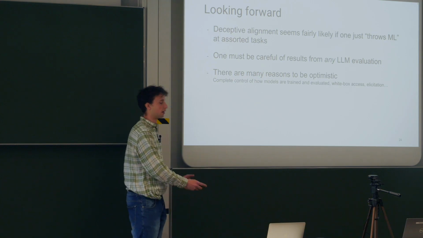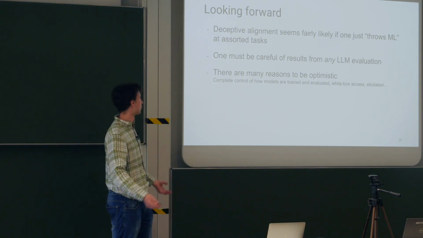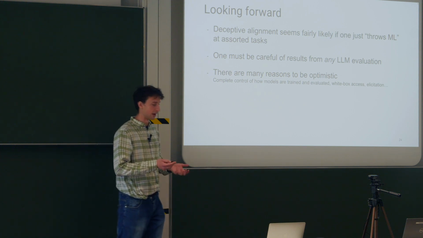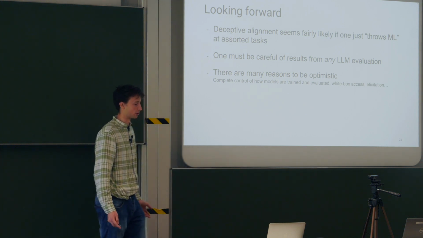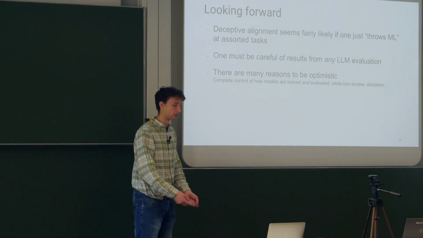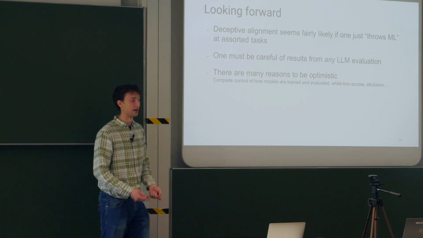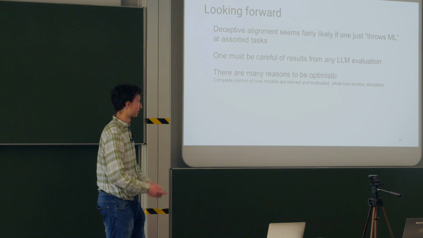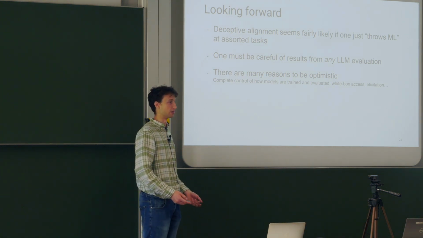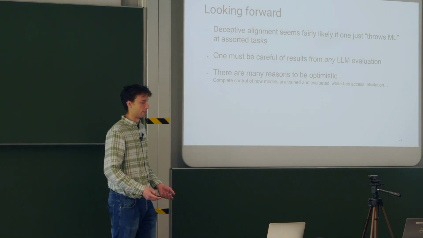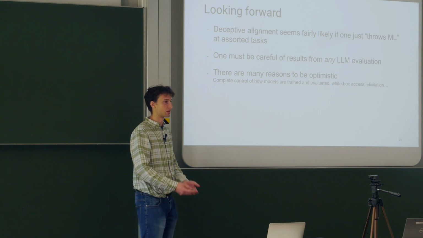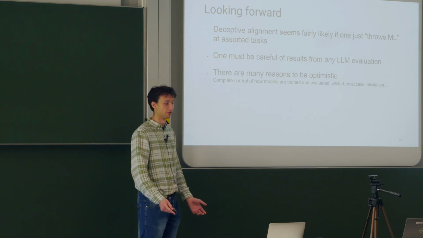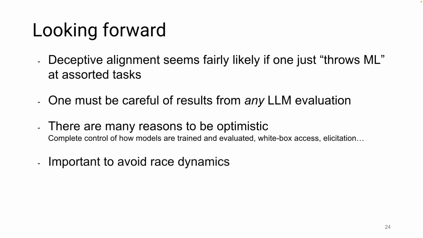I gave a super quick sketch on the last slide of the sort of things one can do, but I just wanted to stress that the developers have complete control over how the models are trained, and complete control over how they're evaluated. They have white box access. They can look at anything internally inside the model. And there's a suite of elicitation techniques which are gradually being developed. So in principle, there's so much scope to know exactly what's going on and be confident in what a system is doing.